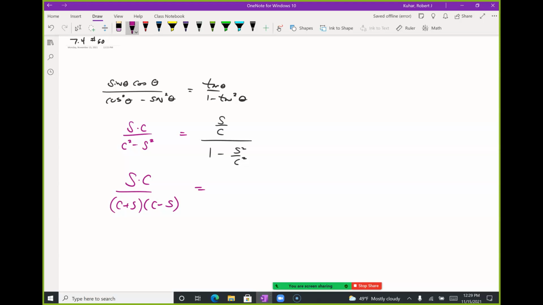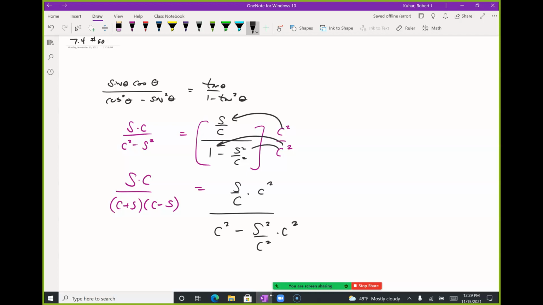So I can see that I can use an interior LCD of cos squared, right? You see that? I got one denominator of cos, one denominator of cos squared, so I can use cos squared to clear everything. So now I have sine times cos squared over cos squared minus sine squared over cos squared times cos squared. So I distributed it into all the numerators, right? Is everybody with me?